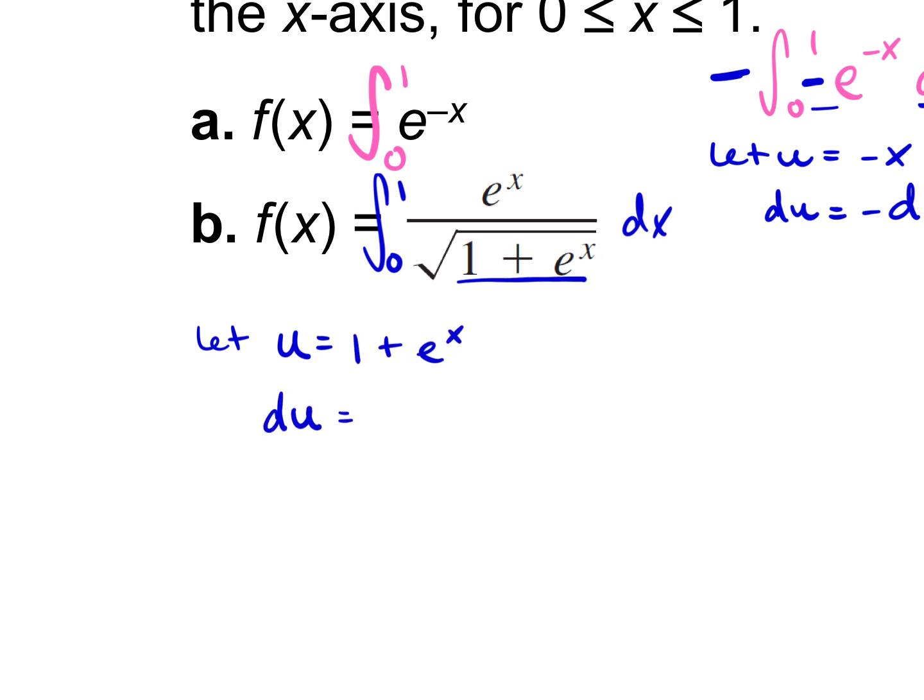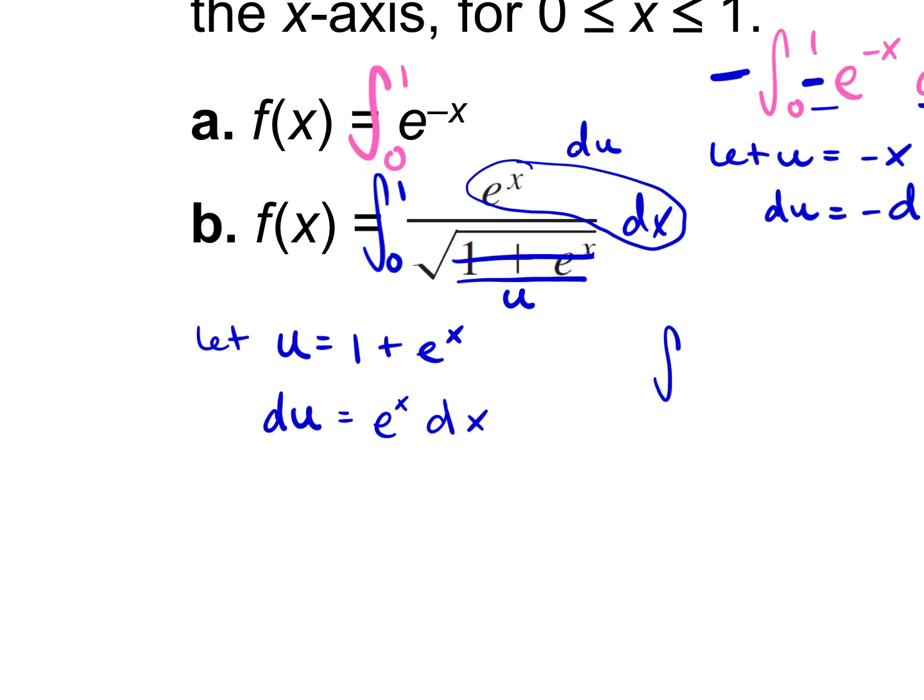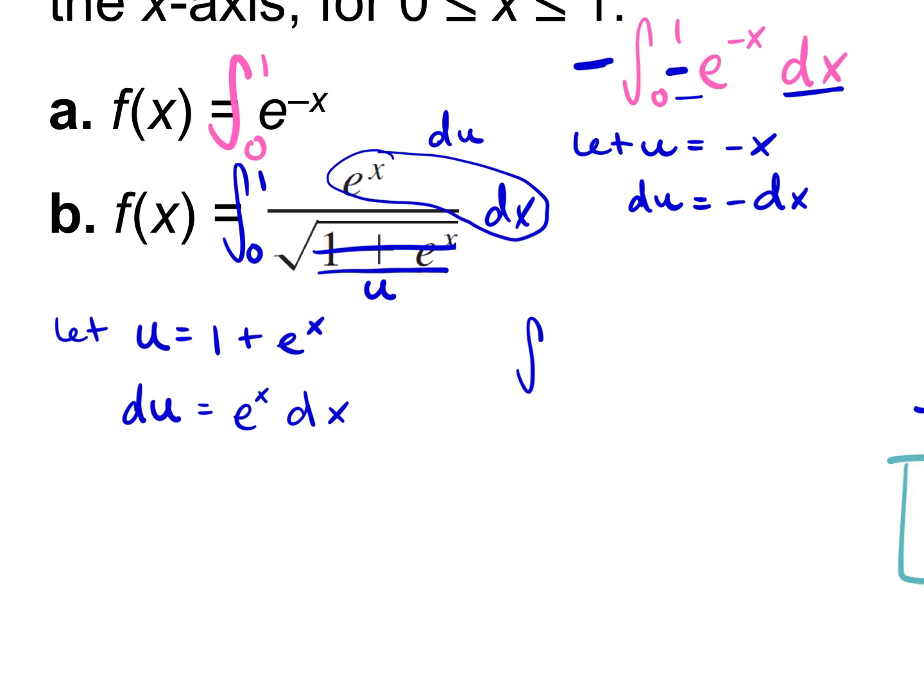Now when I take the derivative of 1 plus e to the power of x, what's our derivative going to be? e to the power of x dx. Awesome. Which is exactly what we have there. So 1 plus e to the power of x is going to turn into u. And then I have e to the power of x dx, which is going to turn into du. So here I have my integral. I'm not going to put values on it because these are x values and I'm turning it into u. The integral of 1 over the square root of u du.